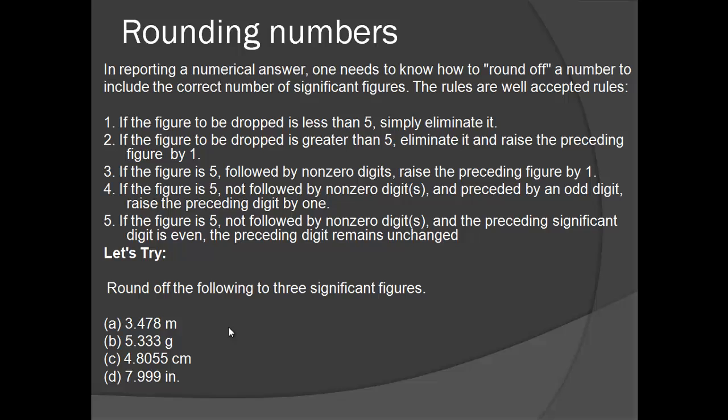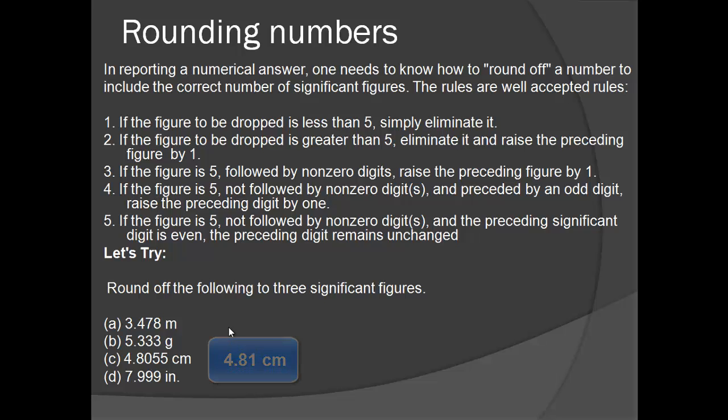What about the third one, 4.8055? Well, the 3rd significant digit there is that 0. So I have to look after the 0. After the 0, I have a 5. And after that 5, there's still another number. So that means that I would have to raise that 0 up to 1, 4.81. That's actually explained in rule number 3.